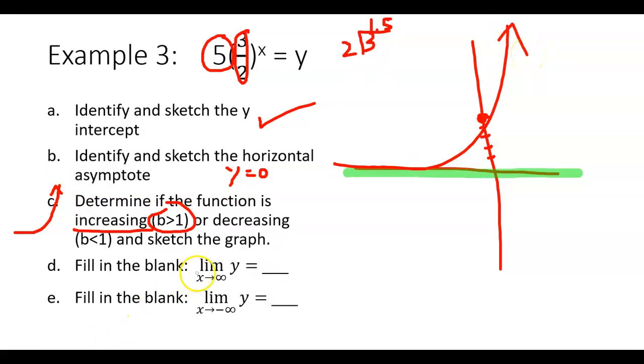So what's happening on the right side of my graph? It's going up, so that would be infinity. What's happening on the left side of my graph? It's getting flat against 0, so that would be 0.